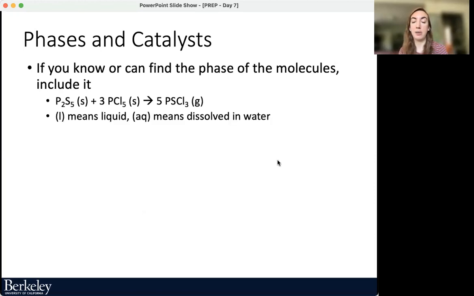And then the ones that aren't shown in this particular example are L, which means liquid, and AQ, which means dissolved in water. So for example, salt, NaCl, is a solid, or it can be dissolved in water. So it's not a liquid because by itself, it's a solid, but I can dissolve it in water. So if I have NaCl or table salt dissolved in water, that's part of my reaction, I would write AQ.